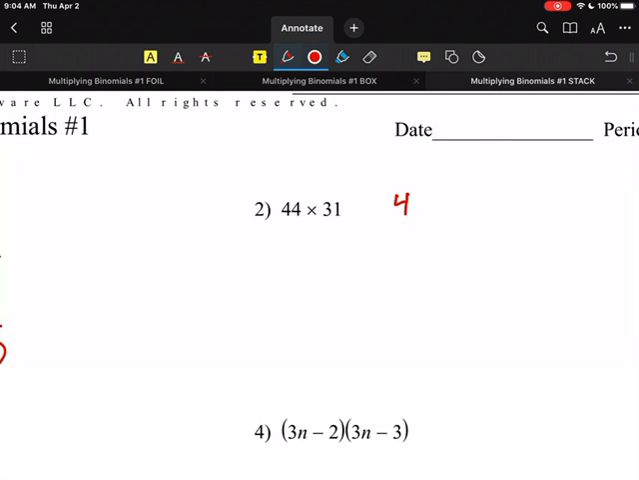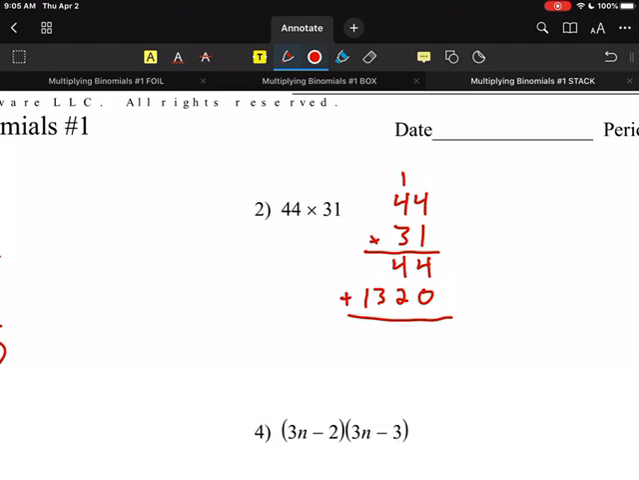Same with this one. 44 times 31. I stack them on top of each other. So I do the 1 spot: 4 times 1 is 4. And I do the 10 spot, 4 times 1 is 4. Then I put a 0 down, and I move over. So 3 times 4 is 12, so I put the 2 down, carry the 1, and then 3 times 4 is also 12, but then I add the 1, which makes it 13.